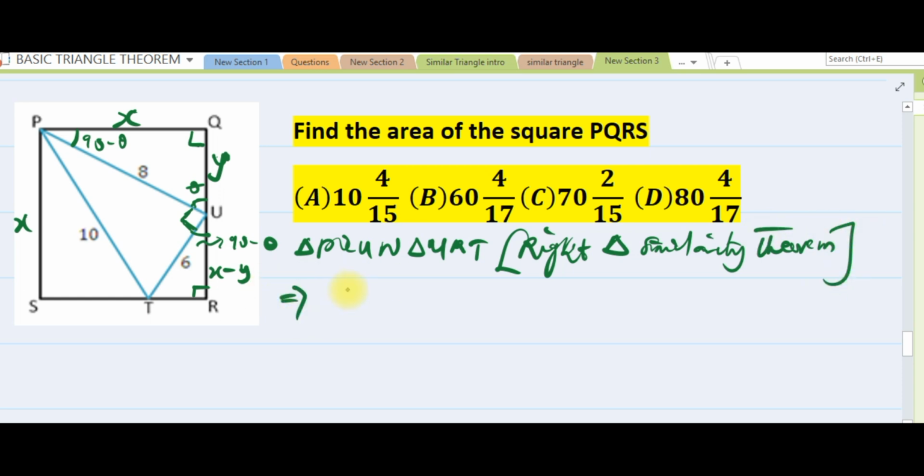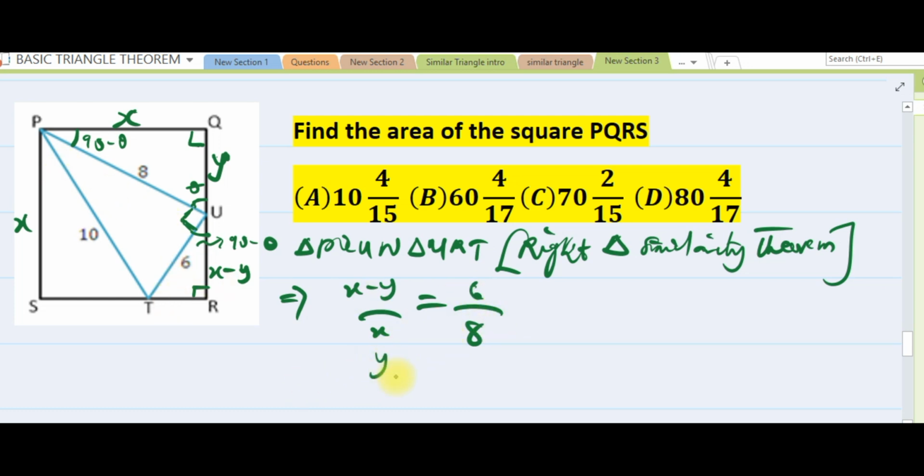Which implies that x minus y over x. So this side corresponds to, remember this is 90 minus theta, this is also 90 minus theta, so it corresponds to x. x minus y corresponds to x must be equal to, check the hypotenuse is 8 here, while the hypotenuse here is 6, so 6 over 8. Do you get the hypotenuse? That's it, corresponds to that.